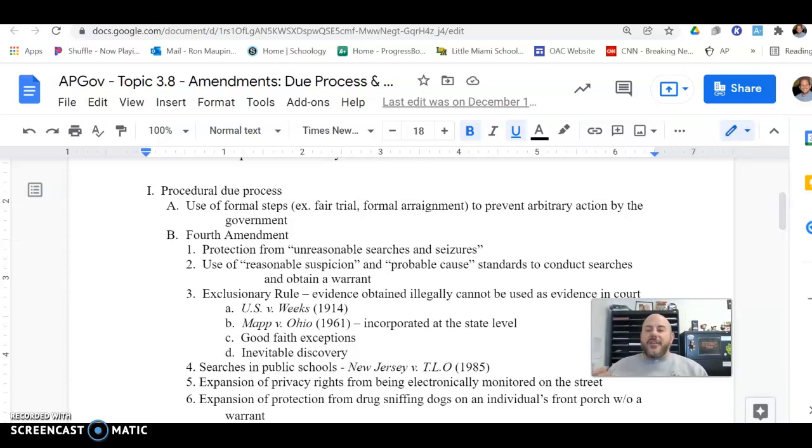So understand that there are all sorts of intricacies and boundaries dealing with the Fourth Amendment as it applies to due process. So we'll leave it there for now.